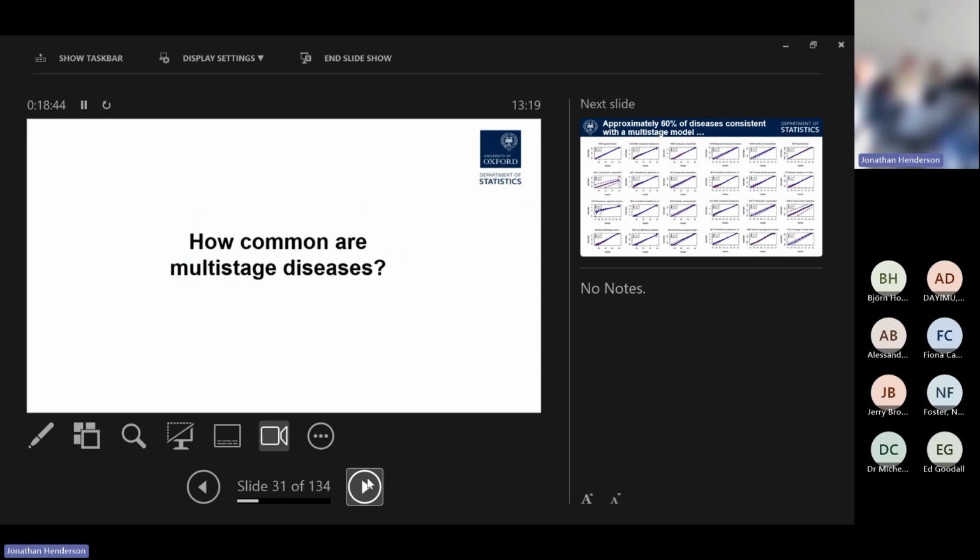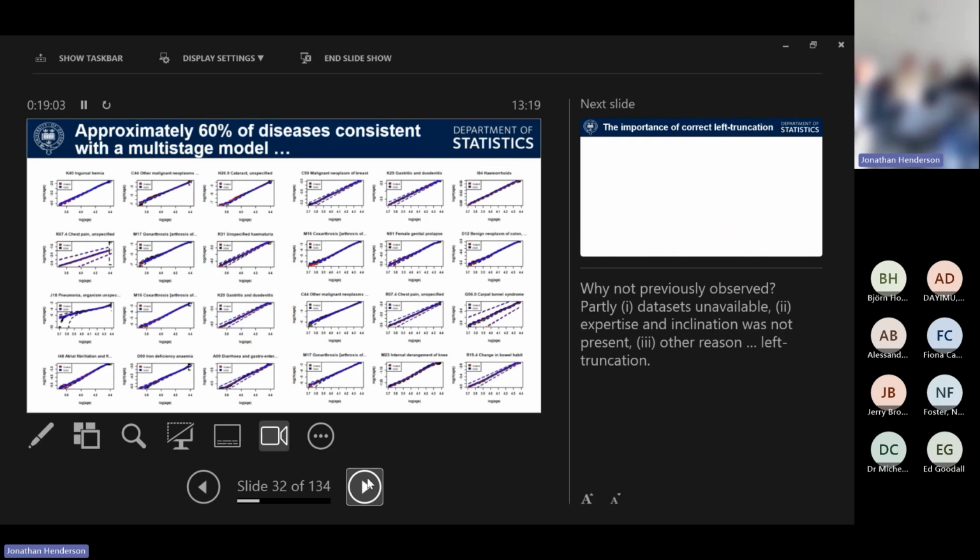So how common might these multi-stage diseases be? Bear in mind that for that model to hold, you just need a sequence of rate-limiting steps. It doesn't have to be complex genetic mutations, although that is one reason why you might want to look at this question. So I looked at 400 diseases in men and 400 diseases in women in UK Biobank, just randomly selected examples, to emphasize that there are lots and lots of these things that fit the data very well. About 60% of the diseases that I looked at were consistent with the model.